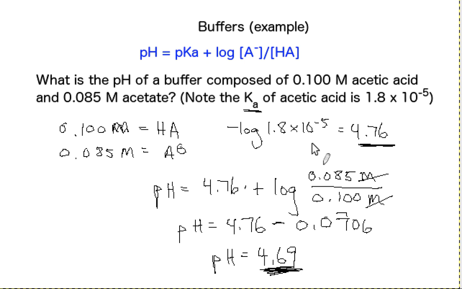Okay? Always look at your answer and see if it makes sense. We've got a buffer with this pKa. It's got a little more acid than base, and so my pH should be a little more acidic. It should be a little less than 4.76.